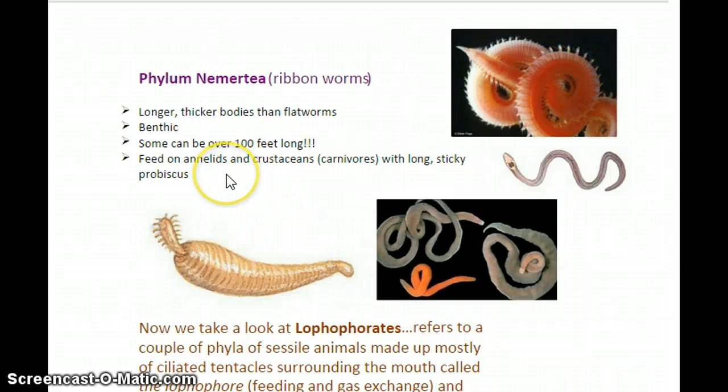They feed on annelids, which are another type of worm, we're going to see them later on, and crustaceans. So these guys have a long, sticky tongue called a proboscis. Here's one here that sticks out, and it can actually attach onto something and either suck out its body fluids or puncture it and kill it.